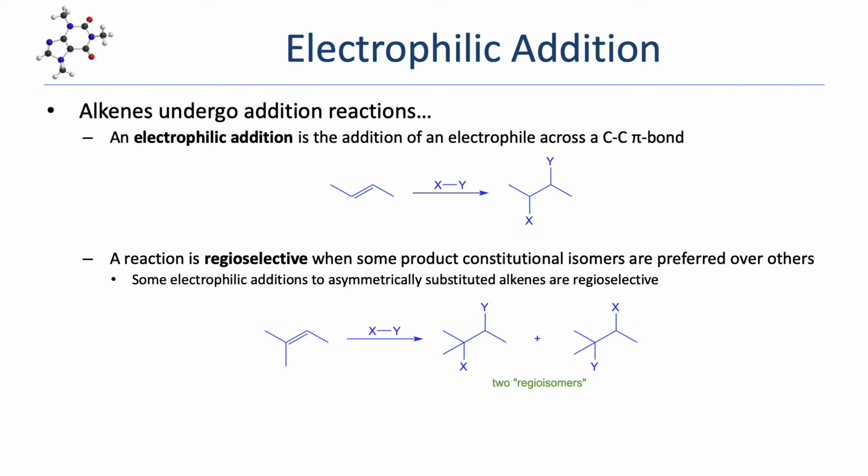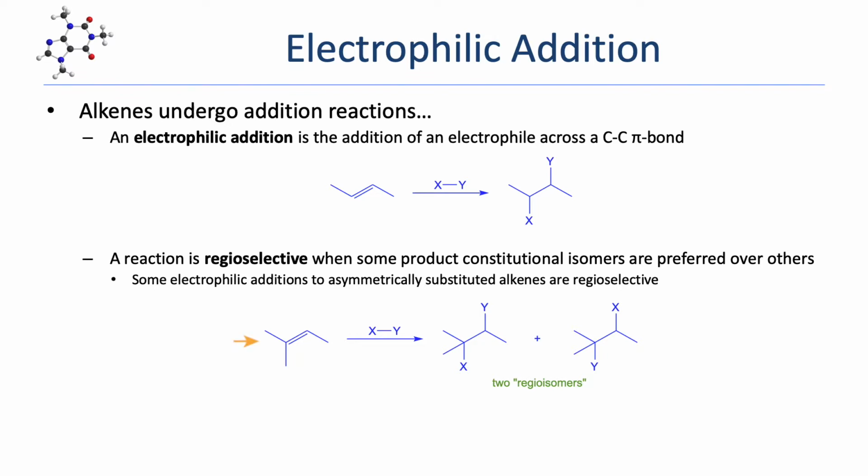An electrophilic addition is the addition of an electrophile across a carbon-carbon pi bond. So in this example, we have an alkene, and the electrophile is this XY molecule. And you can see that the entire XY was added across that carbon-carbon pi bond, the X being placed on the left carbon and the Y being placed on the right. Now in this example, the relative placement of the X and the Y is actually irrelevant because of the symmetry of the alkene. When asymmetrically substituted alkenes are reacted, a regioselectivity issue arises, because multiple products are actually possible.